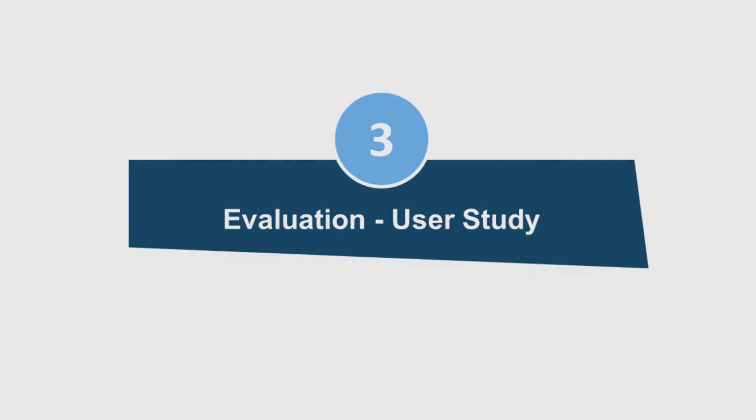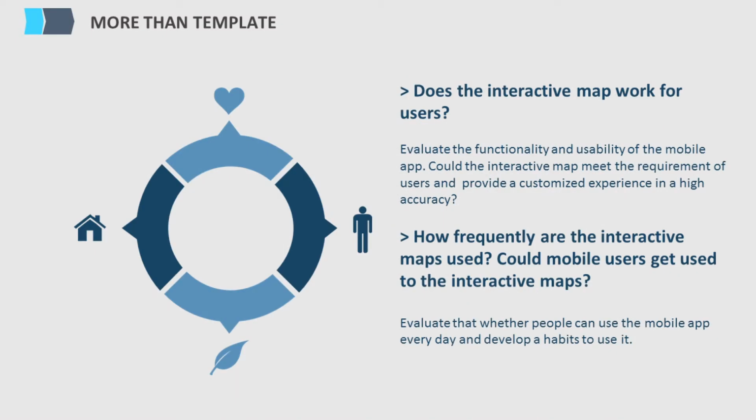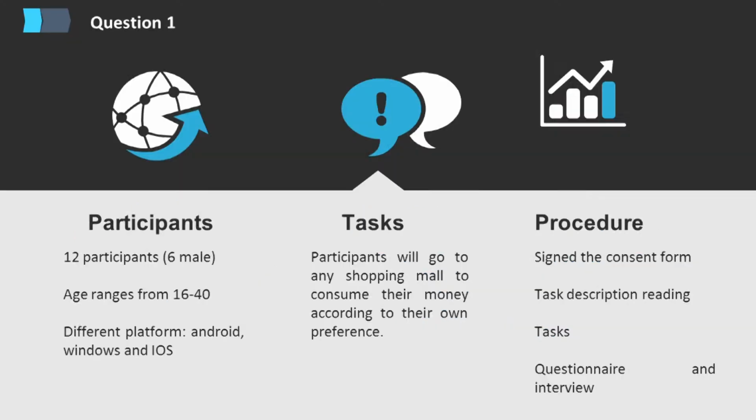We conducted a user study to evaluate the application and focus on some questions. One is, does the interactive map work for users? And the other is, how frequently are the interactive maps used? Could mobile users get used to the interactive maps? For question 1, does the interactive map work for users? We have 12 participants from Facebook, LinkedIn, and other social media. The age ranges from 16 to 40.